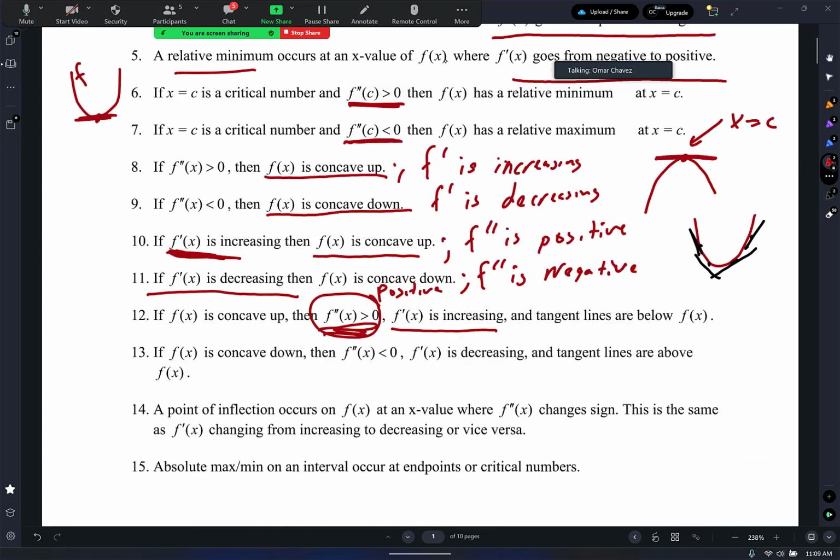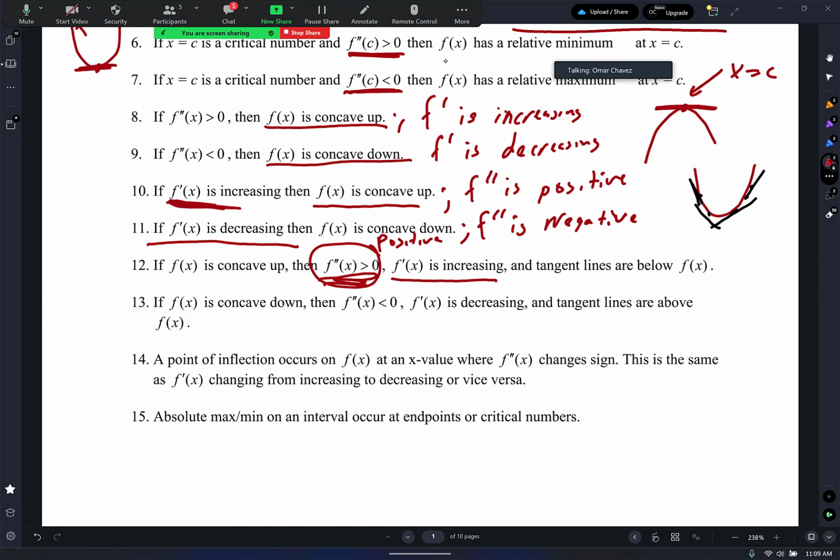But we'll talk about that when we get to that. And then if f of x is concave down, that means the second derivative is negative. That means f prime is decreasing and tangent lines are above. So sure enough, concave down, this is f, and check it out, guys. My tangent lines are above the curve.